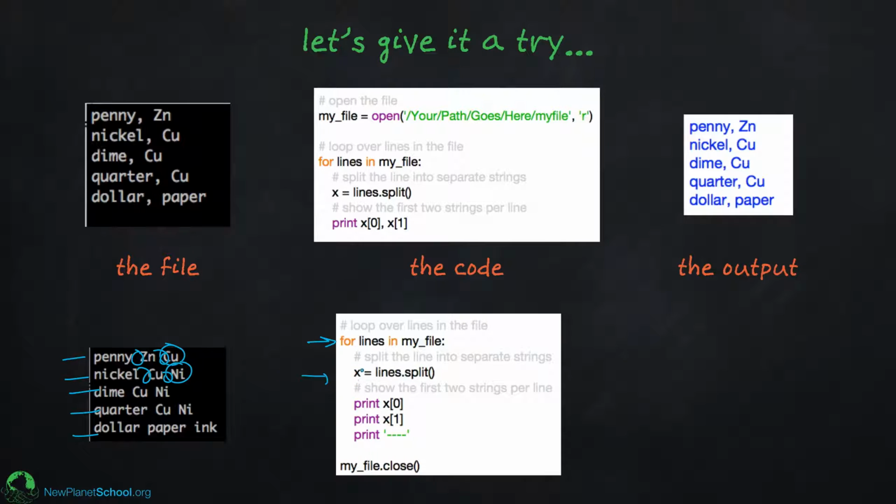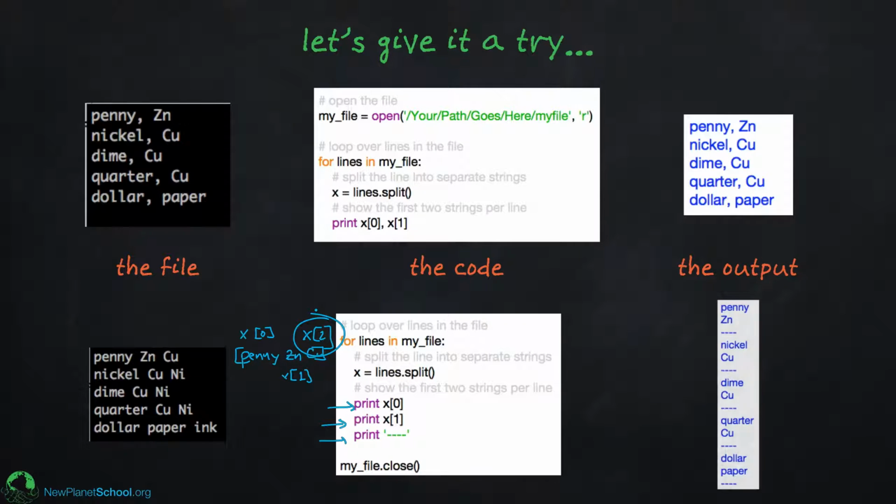What it's going to do is take this X. It's going to split the line. The first line is going to look like what? What do you think is going to go into X? It's going to just take penny. That'll be X0. Then it's going to put ZN for zinc. That'll be X1. And then CU would be X2. Then I print X0 and I print X1, and then I print just some dashes to separate it. And then I loop through the whole file. In other words, I don't use x2 at all.